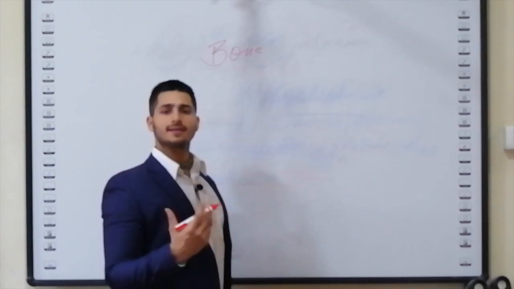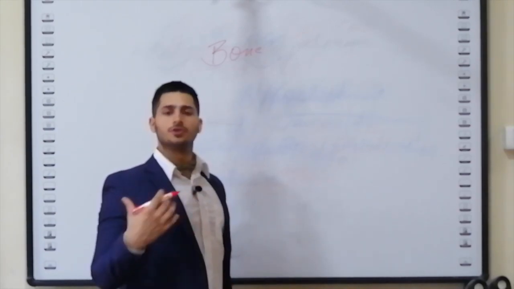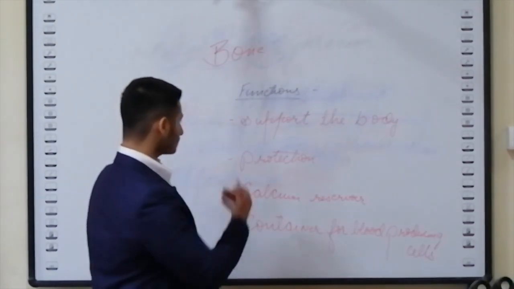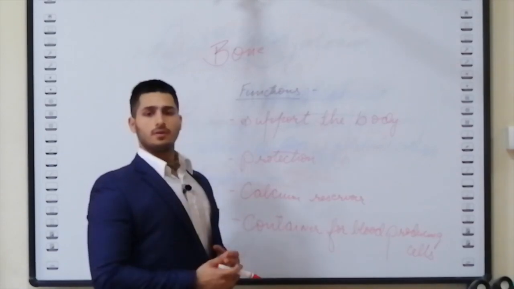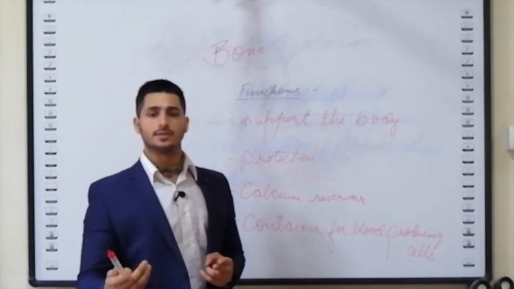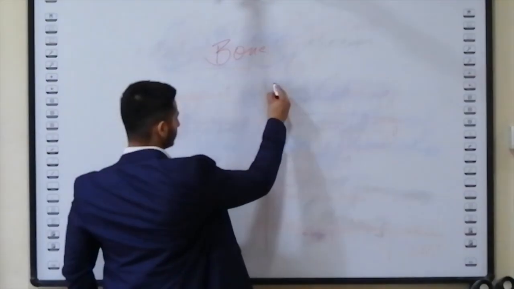A bone is a calcified living connective tissue, and it forms the majority of the skeleton. What are the functions of a bone? Well, the bone supports the body. It helps protect our vital organs. They act as a container for blood producing cells.